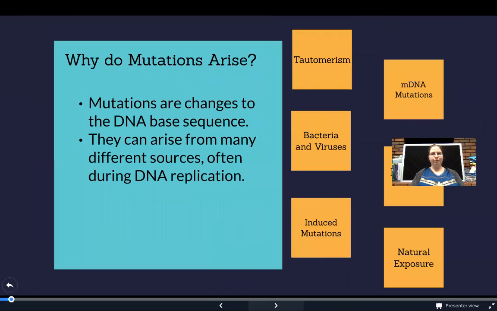So, why do mutations arise? Remember, we know that they are changes to the actual DNA sequence. So it's a change in the bases, whether it's the order of the bases, which exact bases are present, or how many bases are present. But they can arise in many different ways. The most common is just an error in DNA replication. We replicate our DNA frequently, especially in cells that divide frequently, like our skin cells. So it can be pretty easy for an error to occur.